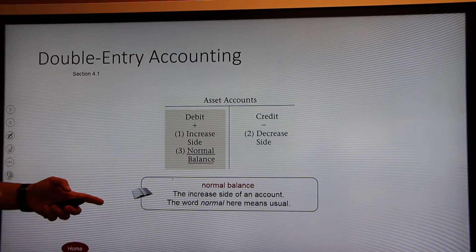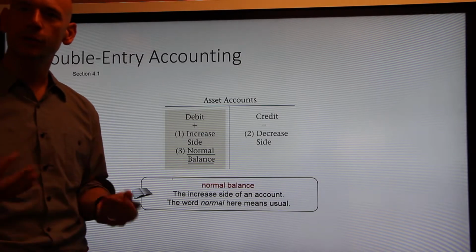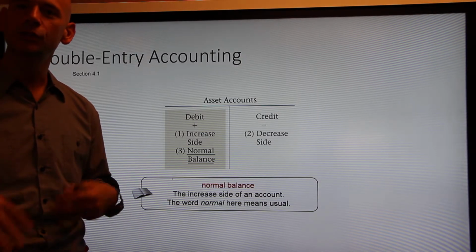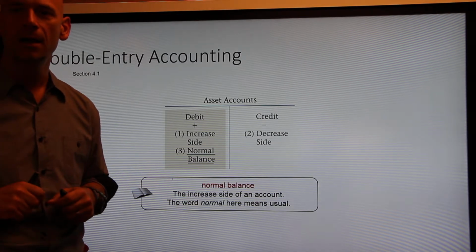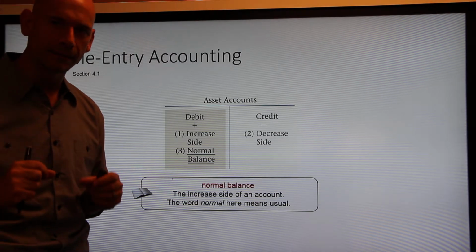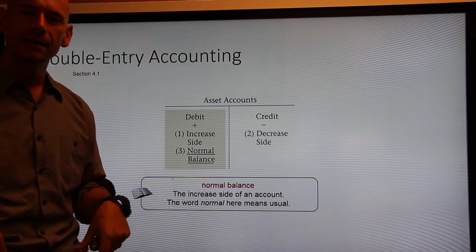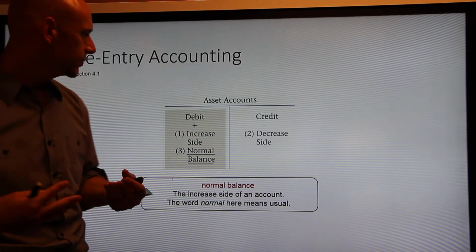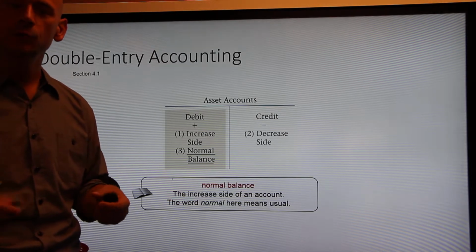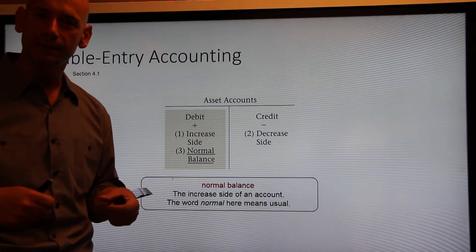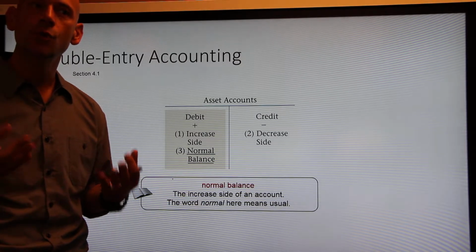Alright. So, the normal balance. This is a term that's going to come up a lot. You're going to be asked, what's the normal balance of the cash account? What is the normal balance of an accounts payable account? All the normal balance means is it's the side that that account would increase on. So if you were to look at your asset accounts, when assets go up, you would write that amount on the debit side, on the left side. So that would be considered the normal balance side.